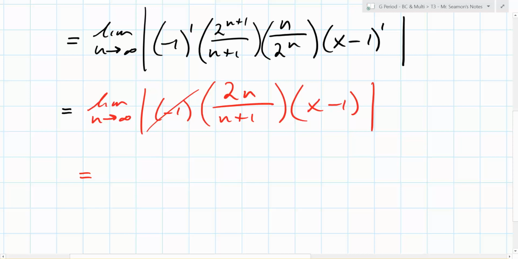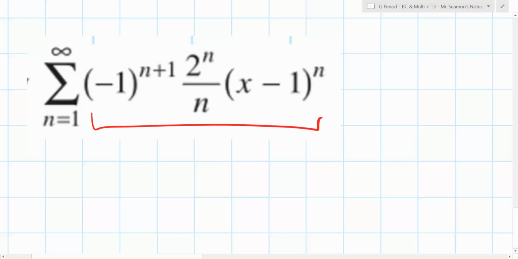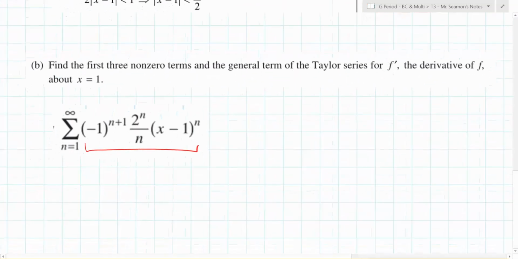Are we good so far? What happens to this as n goes to infinity? Just what I circled there goes to 1, right? So what do you end up with? This is just equal to 2 times what? X minus 1, exactly. 1 over 2. How do we do on this one? What do we have to do to this? Okay, how'd you do B, guys?